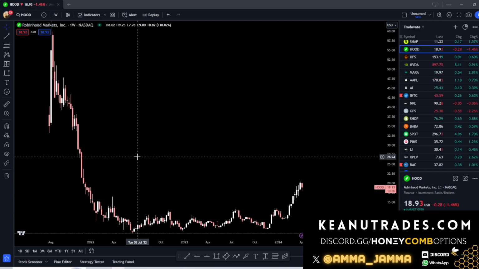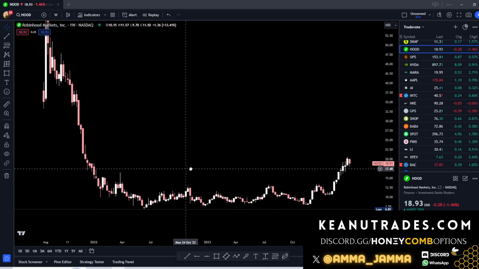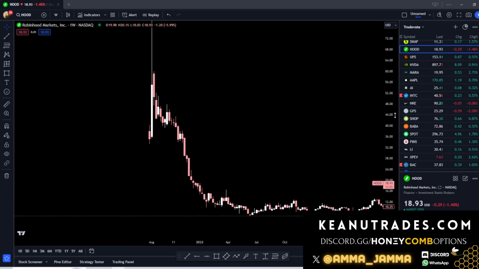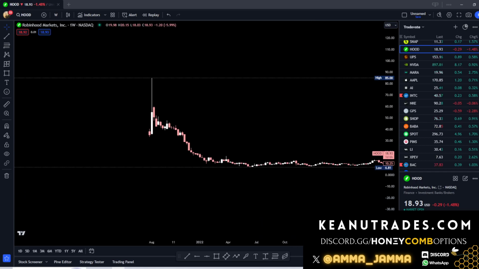Another thing we need to remember is the longer the trend, the stronger the trend. So order blocks on a monthly chart and a weekly chart are always going to be stronger than an order block on a 4-hour chart or a 1-hour chart. So I'm sitting on the weekly chart on Hood. All right, and let's start up here because this was some pretty nice sell-off.